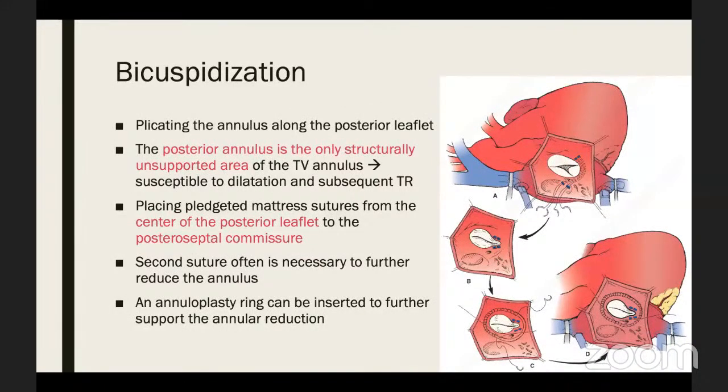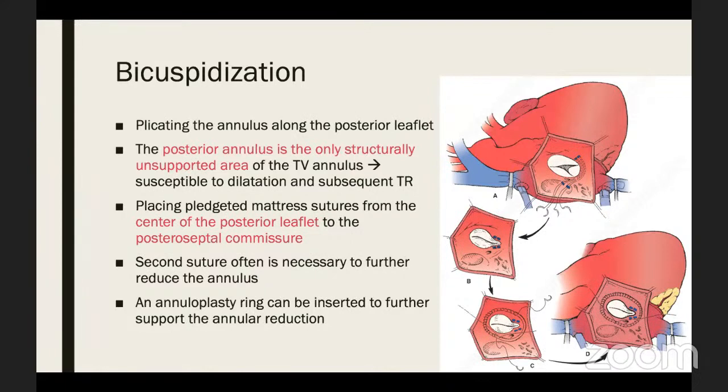So there are several techniques to address tricuspid regurgitation. The first one is bicuspidization. This is basically a technique to plicate the annulus along the posterior leaflet. That's because the posterior annulus is the only structurally unsupported area of the tricuspid valve annulus, so it is susceptible to dilation and subsequent TR.